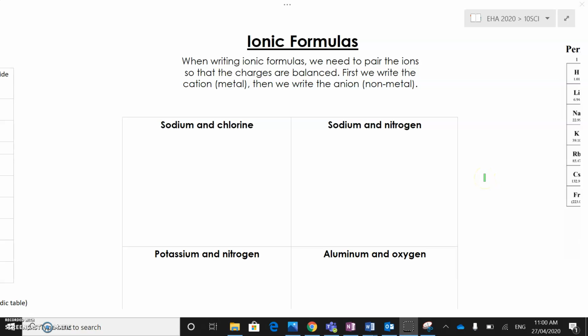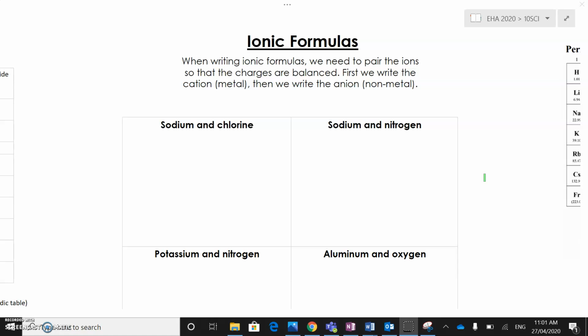So a quick video for you on writing ionic formulas. So we'll just start by reading this little instruction, a little bit of a guideline up the top of our page there. When writing ionic formulas, we need to pair the ions so that the charges are balanced.